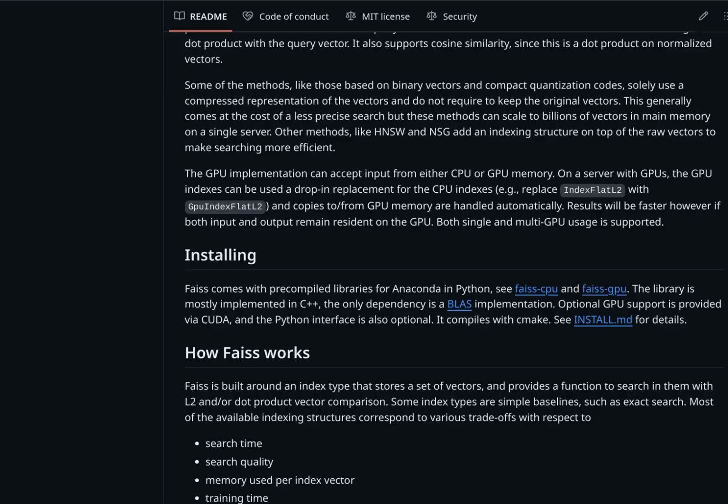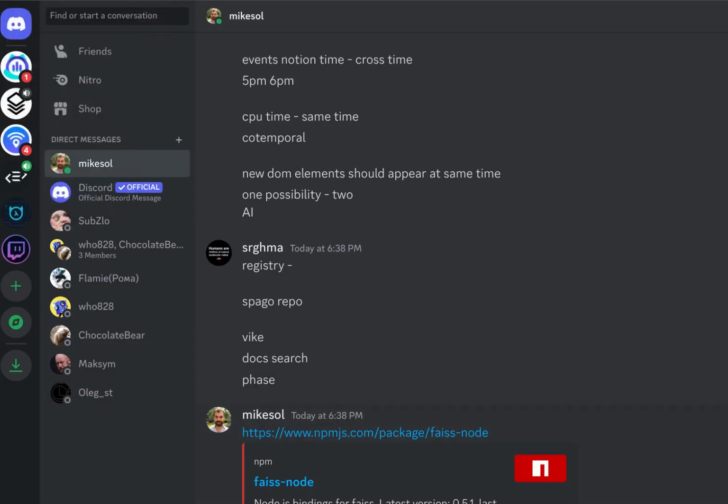Wow. Cool. PureScript is not dead. Seems like.